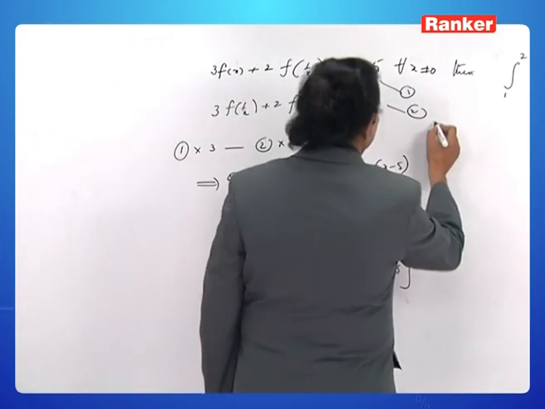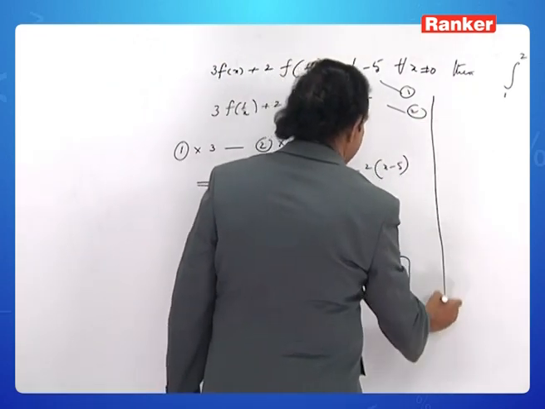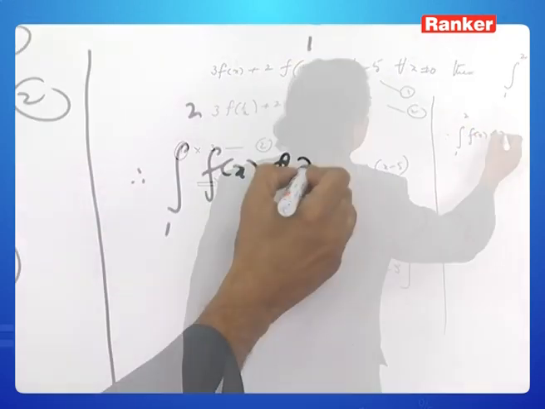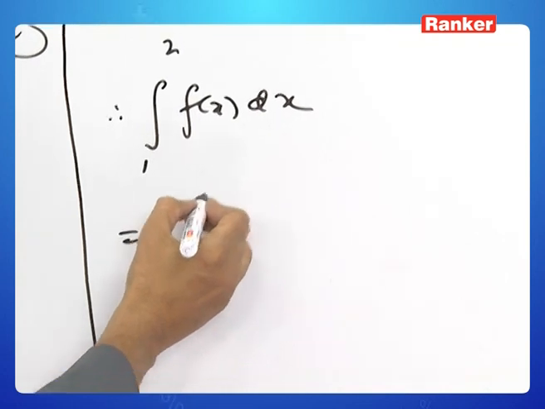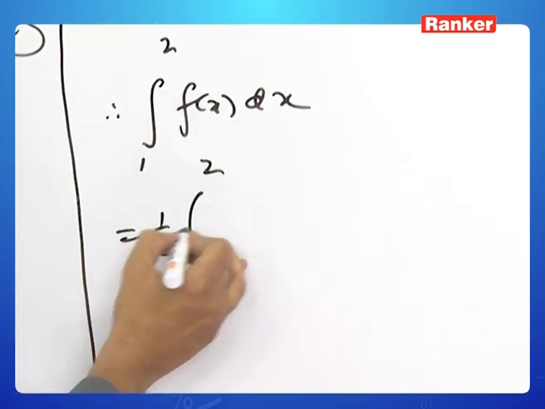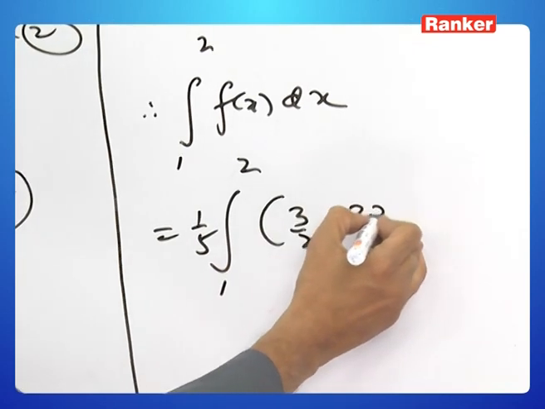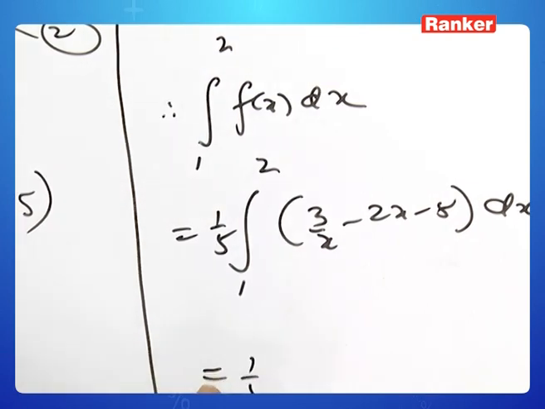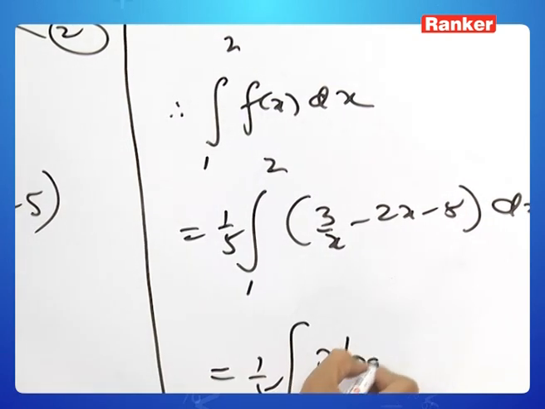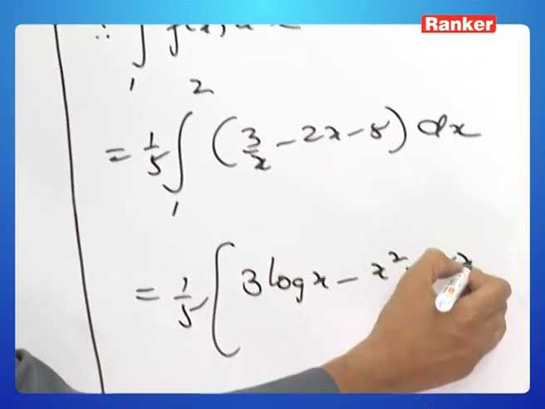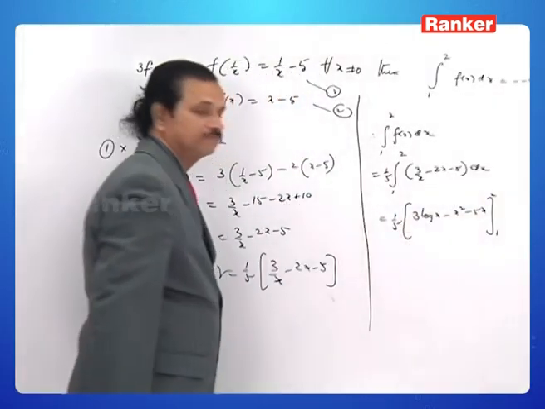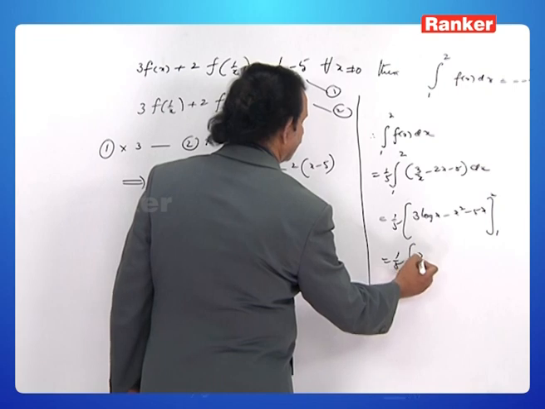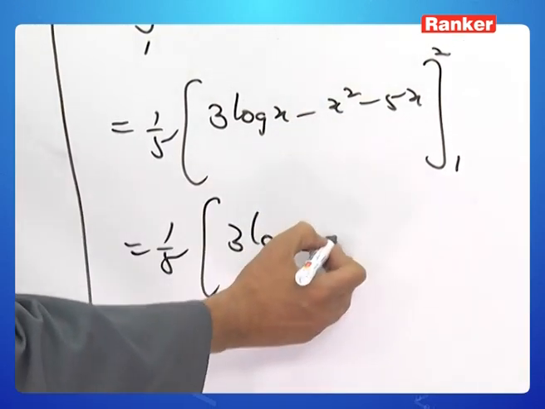Therefore, integral 1 to 2 f of x dx is equal to integral 1 to 2 1 by 5 into 3 by x minus 2x minus 5 dx. 3 by x is nothing but 3 log x minus x square minus 5x between the limits 1 to 2. Let us first substitute 2. 1 by 5 into 3 log 2 minus 2 square.